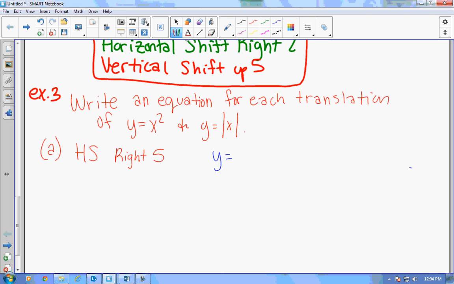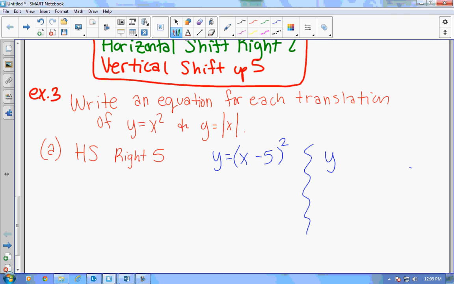So do we have an A? Well, technically we do. It's just 1, so we don't need to write it. Then we have an X, horizontal shift right 5. Does the right go inside the function or outside the function? It's inside, but because it's right 5, we would write subtract 5. Squared, that's the quadratic. Now we're also going to do the absolute value version.